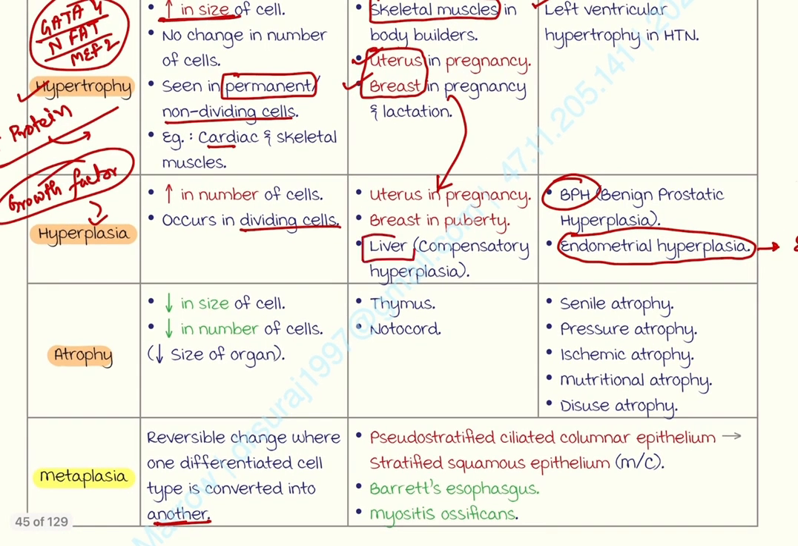The liver, as a compensatory mechanism, can regenerate, and that is hyperplasia of the liver. So this is the property on which liver transplantation is done.